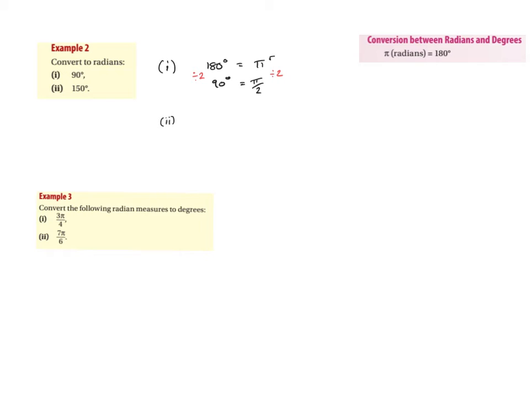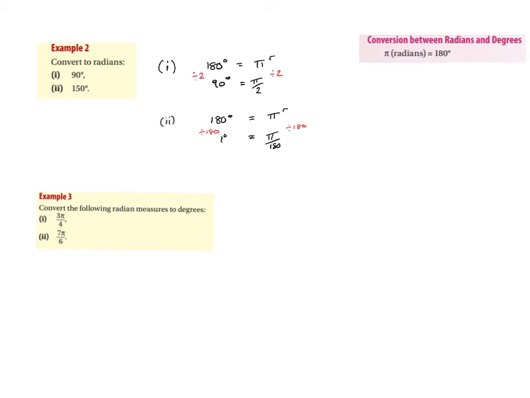So let's have a look at the second one. Here we're trying to convert 150 degrees. Again, we start with 180 degrees is equal to pi radians. Now how do I get to 150? That's the question you've got to ask yourself. What we could do is find 1 degree, and that's easy enough. How do we get from 180 to 1? We divide by 180, which means we do exactly the same on the other side. If we do that, we get pi divided by 180 rads.